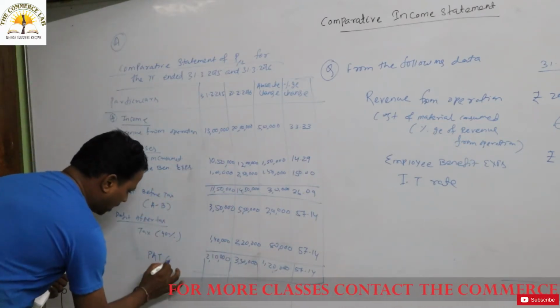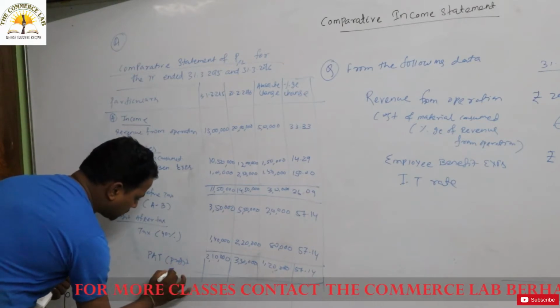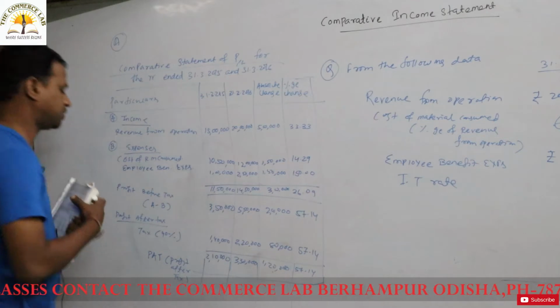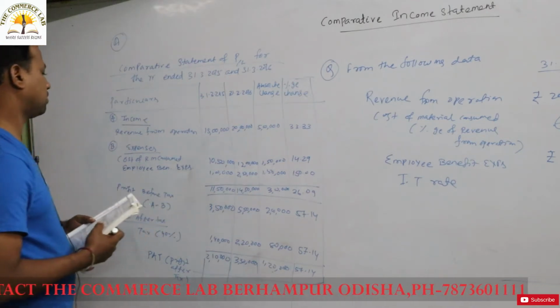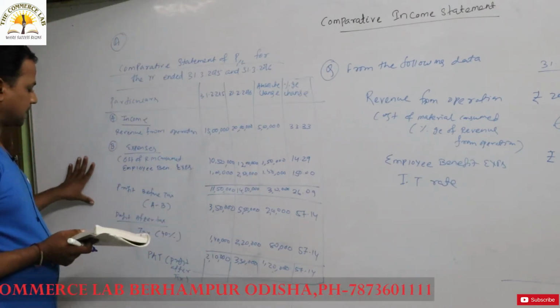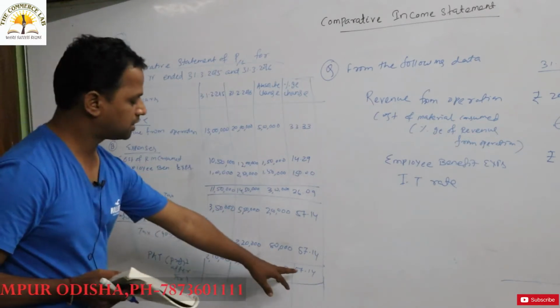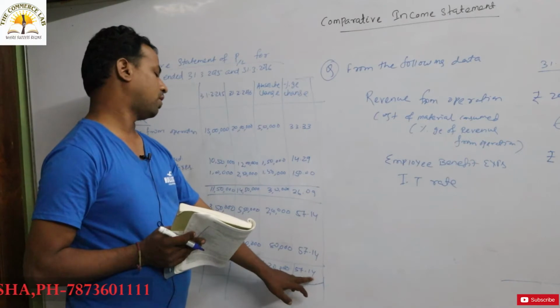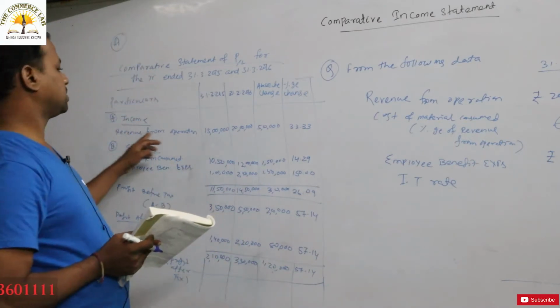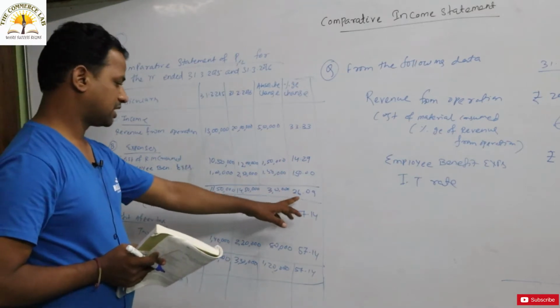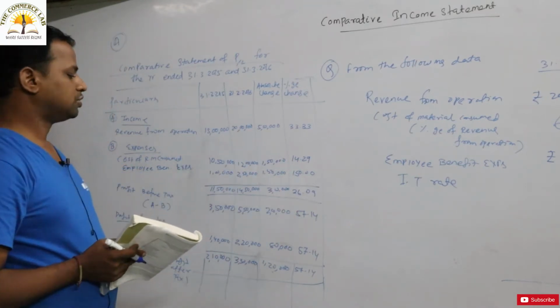So profit after tax. PAT means profit after tax. That is our last objective, to calculate under this. This is the income, this is the expenditure, and this is the profit after tax. Profit after tax कितना increase हुआ है? 57.14%. And you can see the revenue increased by 33.33 and the expenses increased by 26.09%.